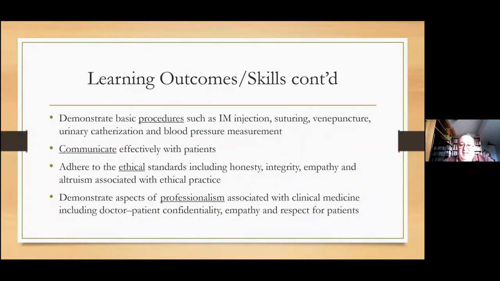Some basic procedural skills that are key for your education and practice would be the ability to perform an intramuscular injection, suturing, venipuncture, urinary catheterization in both genders, and blood pressure measurement. And finally, to be able to communicate effectively with patients, as I said, and in doing so, to maintain ethical and professional standards, some of which would be addressed through your PEC courses, but we will focus a little bit on the medical side of things.